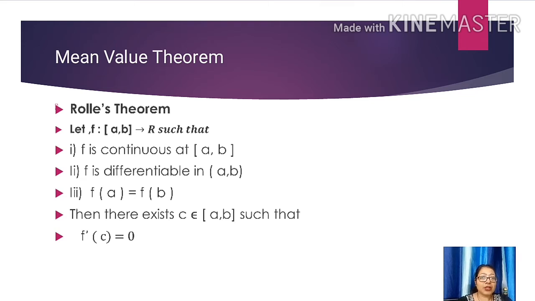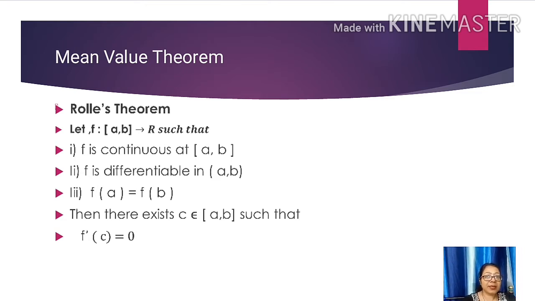If we consider a function f in the interval a to b, where a and b are real numbers, then first, f is continuous on the closed interval [a, b]. The second condition is f is differentiable in the open interval (a, b). And the third condition is f(a) is equal to f(b). So if all three conditions are satisfied, then there exists a c such that f dash c is equal to 0. This is Rolle's theorem.